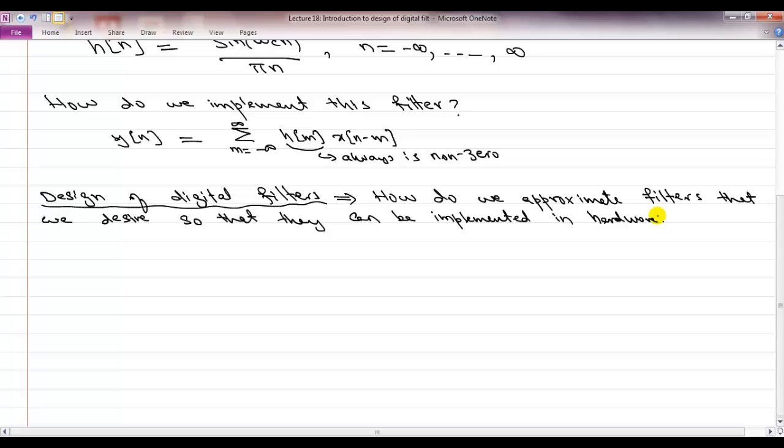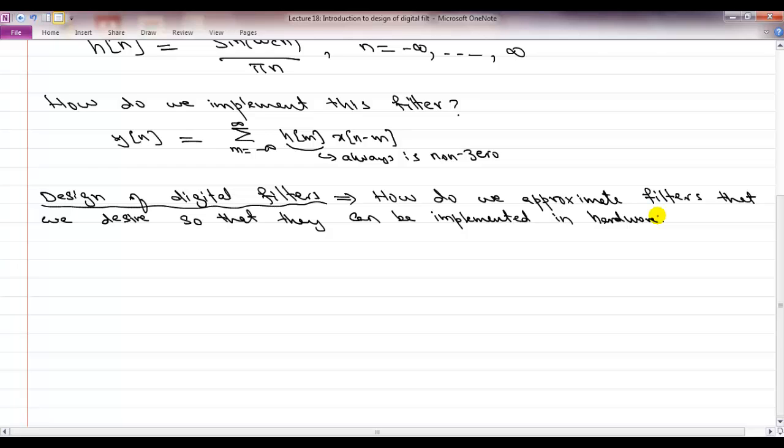Design here does not just mean give me the mathematical expression. Design here literally means that you can now take whatever filter you have and put it in a digital system and get an output. So the filter that we saw earlier, the ideal low-pass filter, even though it's a perfectly valid filter, from the design perspective it's not the right filter because we cannot implement it.